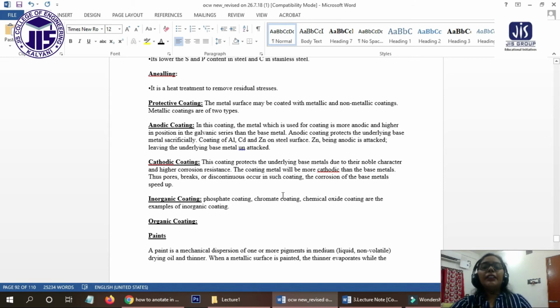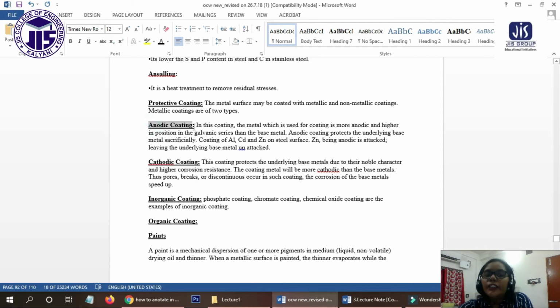Inorganic coating, some examples are phosphate coating, chromate coating, okay, chemical oxide coating. So these are some of the coatings also. If we coat our base metal with these coatings, that base metal can be protected from corrosion. And second thing is metallic coating. Generally metallic coatings are of two types. One is anodic coating and one is cathodic coating. Okay, you can see anodic coating and cathodic coating, two types.